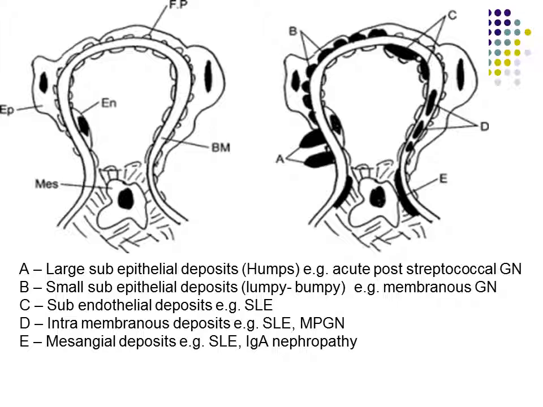subendothelial deposits, which are labeled here as C, you can see that they are present in between the glomerular basement membrane and endothelial cells. For example, in SLE. As we have discussed before, in SLE the antigen is endogenous. These are DNA fragments, and these are deposited here in the subendothelial region. Intramembranous deposits labeled as D here can be seen in SLE and membranoproliferative glomerulonephritis, and mesangial deposits can also be seen commonly with IgA nephropathy and sometimes with SLE.